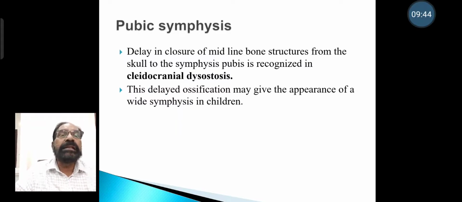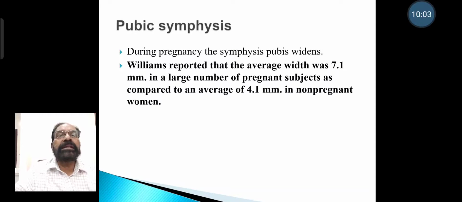Delay in the closure of the midline bone structures from skull to symphysis pubis is recognized as cleidocranial dysostosis. This delayed ossification may give the appearance of a wide symphysis in children. During pregnancy, Williams reported that the average width of the symphysis pubis was 7.1 millimeters in a large number of pregnant subjects as compared to the average 4.1 in non-pregnant women.